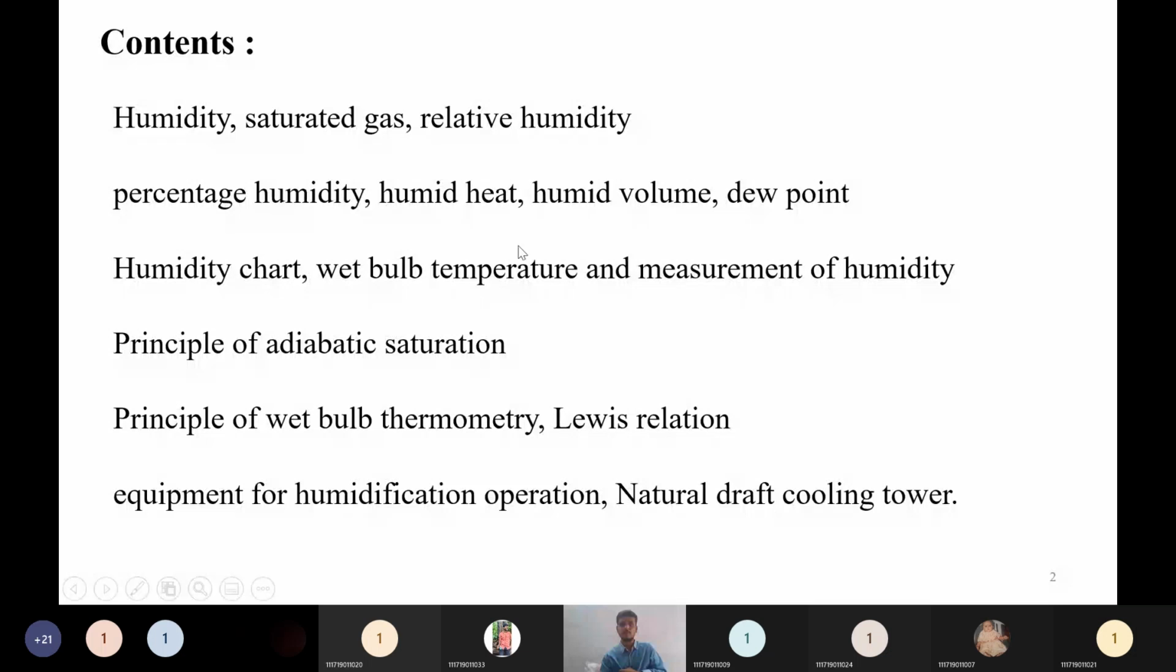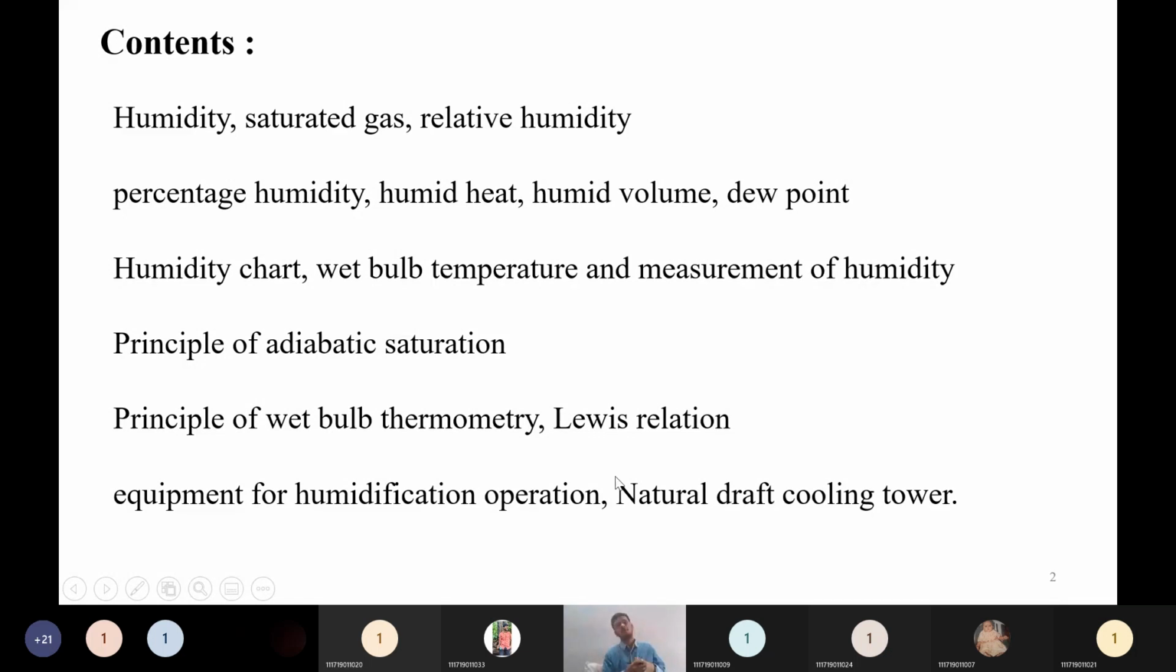Then wet bulb temperature and measurement of humidity, how to measure a humidity. There are three types of methods to measure humidity. So then principles of adiabatic saturation. So this one topic, then principles of wet bulb thermometry and also the derivation of Lewis relationship in this particular topic. Then what are the various equipments used for humidification operation like a natural draft cooling tower, forced draft cooling tower, all this we will be discussing in detail.